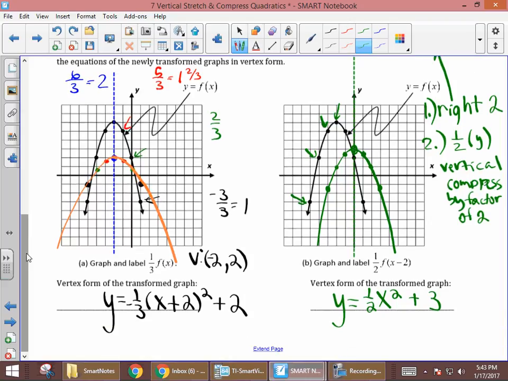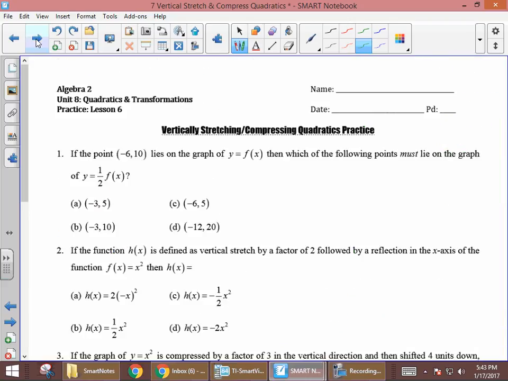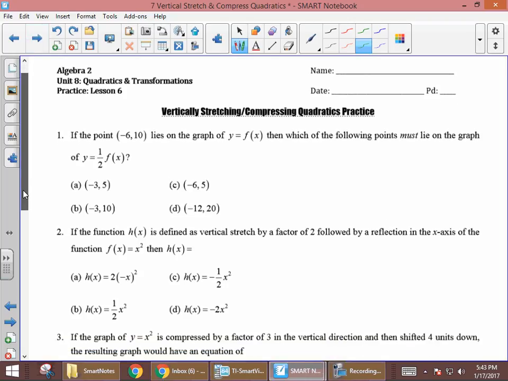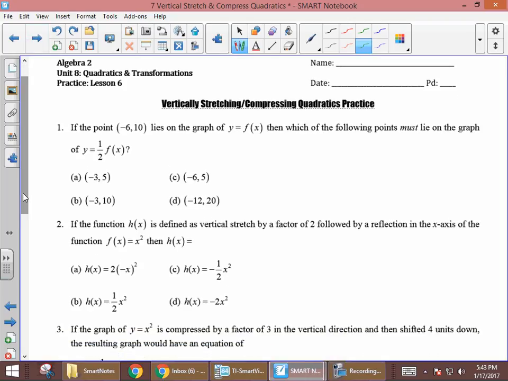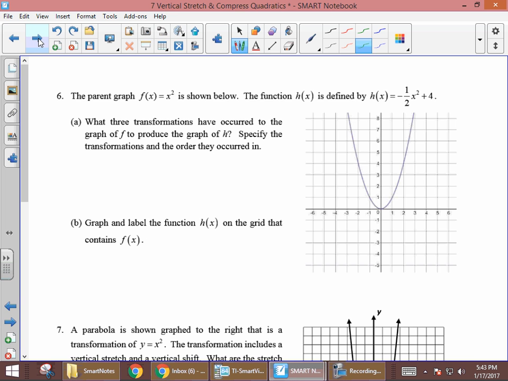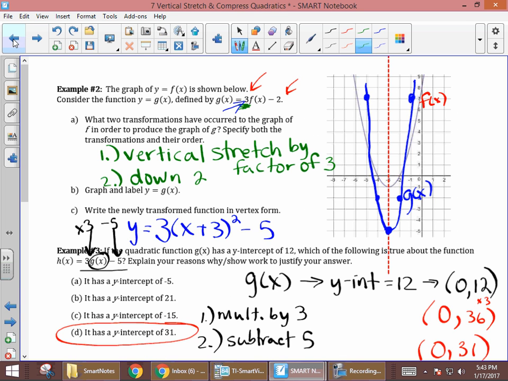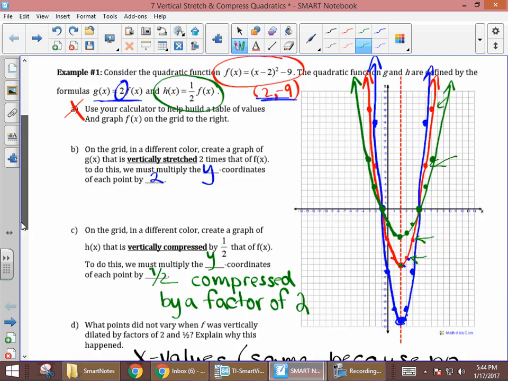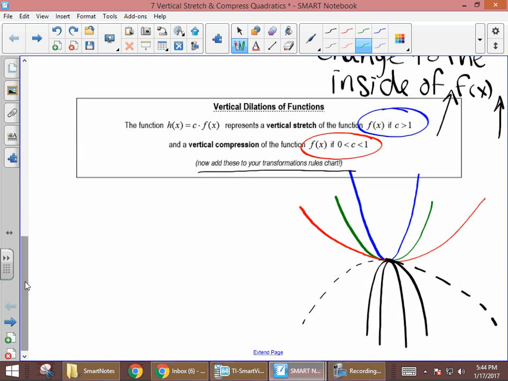And we are done. So now you should be able to do the vertically stretching and compressing quadratics practice, both front and back. And all of these answers, as well as all of the notes that I just went through, are all on Canvas.